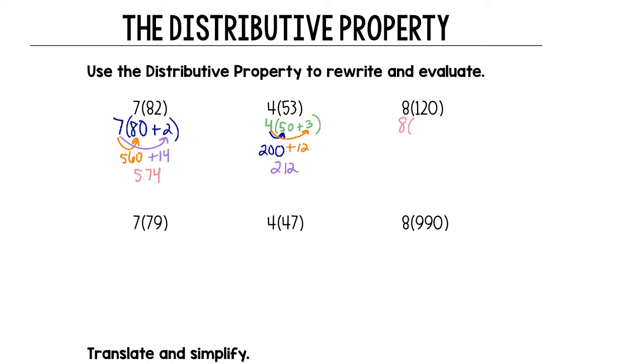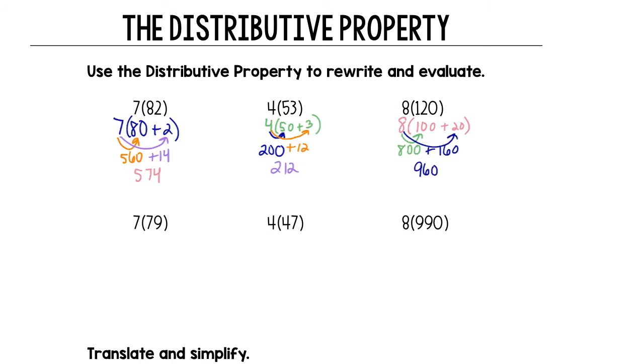All right, let's keep 8 how it is, and we're going to split 120 up into 100 plus 20. Now we can multiply. 8 times 100 is 800. And 8 times 20 is 160. So 800 plus 160 is 960.